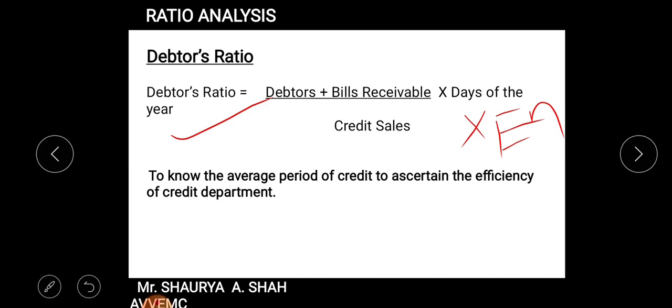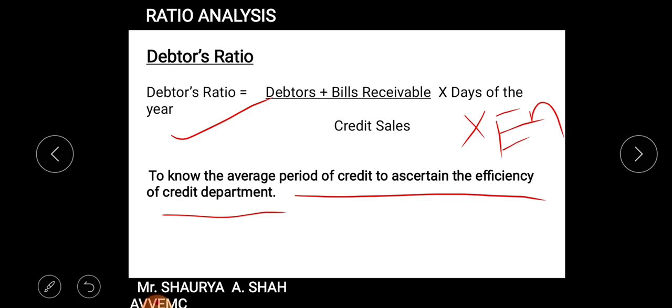So what is debtors ratio? Debtors plus bills receivable upon credit sales into days of the year, that is 365. What is the main purpose? To know the average period of credit and to ascertain the efficiency of the credit department. I hope everyone is clear with that part.